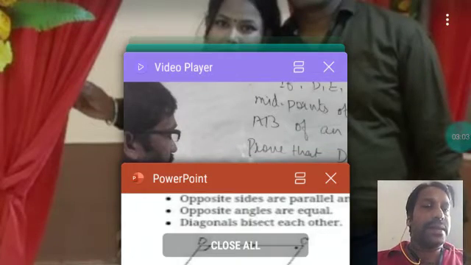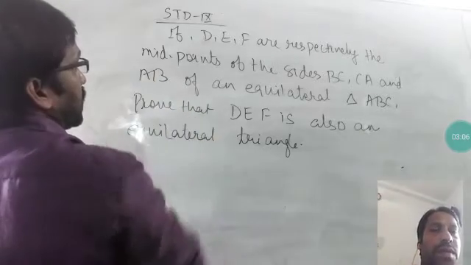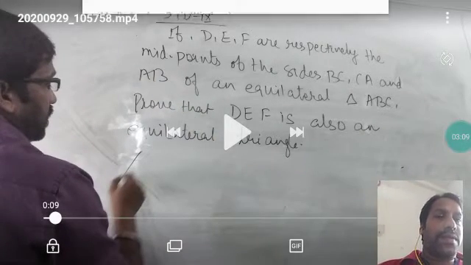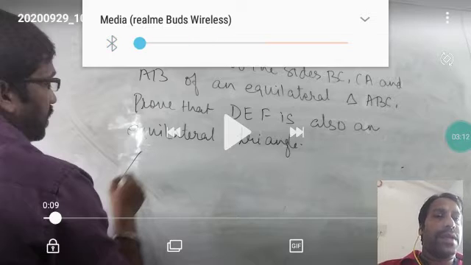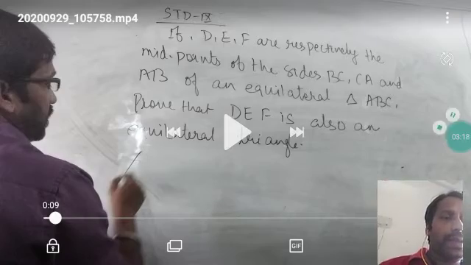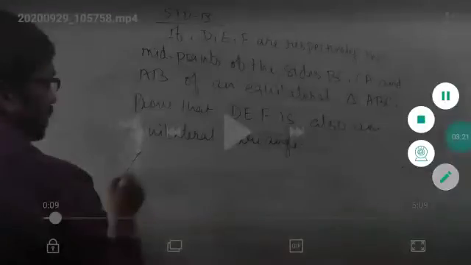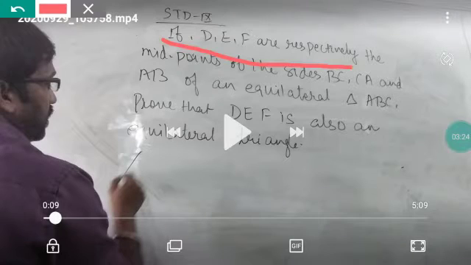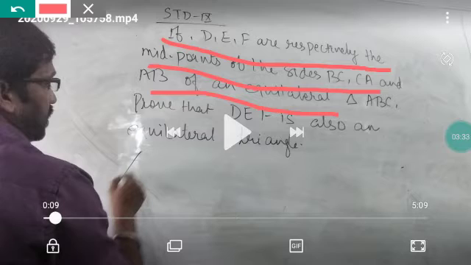Here is that video, which is going to be discussed today in the class. The question is saying that D, E, F are respectively the midpoints of the sides BC, CA and AB of an equilateral triangle. This time in the triangle we are going to use this. Prove that DEF is also an equilateral triangle. So let us see what the figure is saying. We will draw and then we will discuss also.